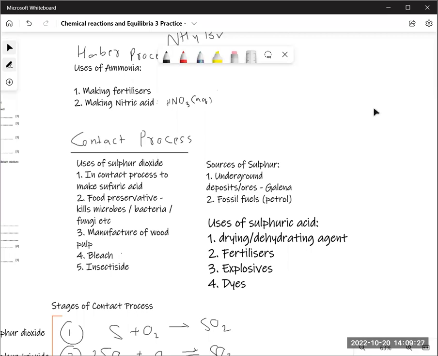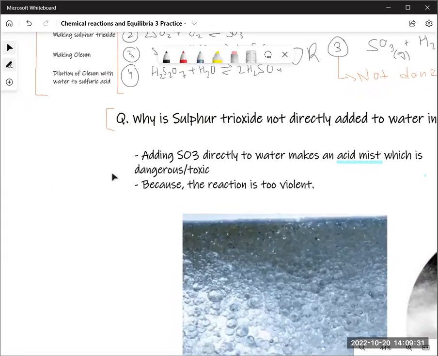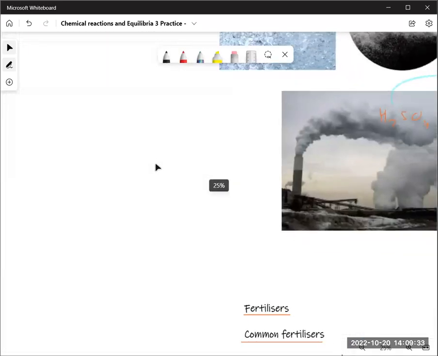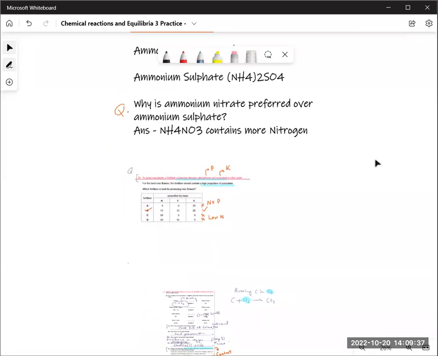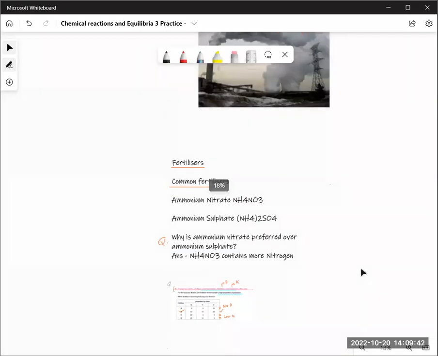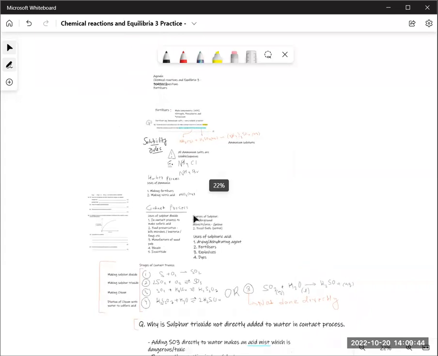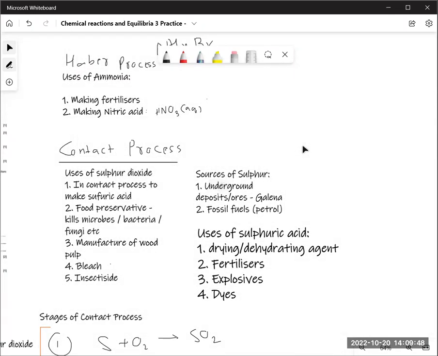Now, when you're done with this, I don't think there's anything else to do here. One second. I wasn't done with the, never mind. Just a second. No, sulfuric acid uses. I only wrote until dyes. One sec. Oh, it is only till dyes. Never mind. Only till dyes.